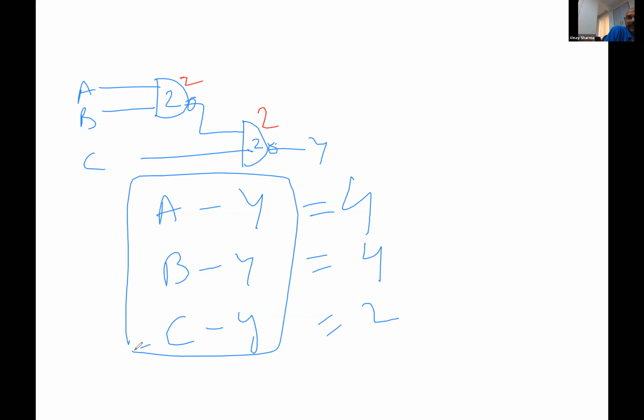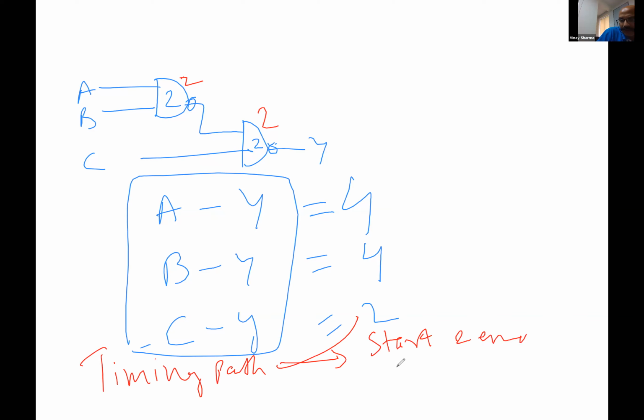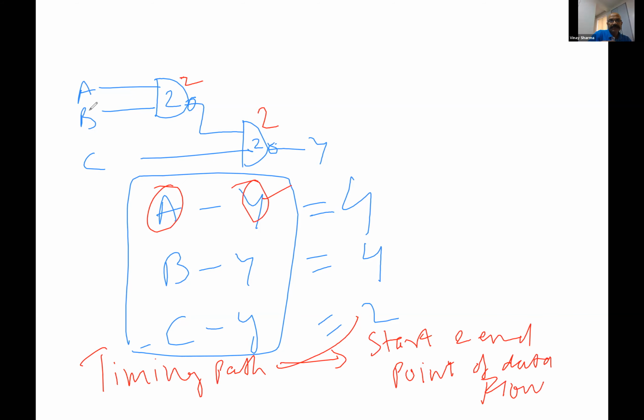So these are called timing paths. What are timing paths? The start and end point of data flow. In this case, the start point is A and the end point is Y, because the data will start from A and end at Y. In the second case, it will start from B and end at Y. Third case, it will start from C and end at Y. That's it. I just need to know the timing paths, not the data paths actually.